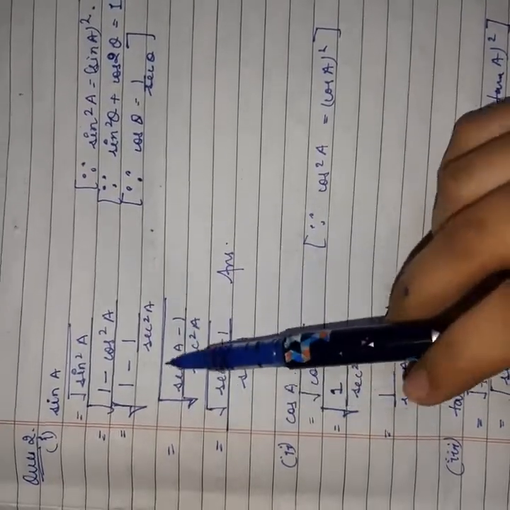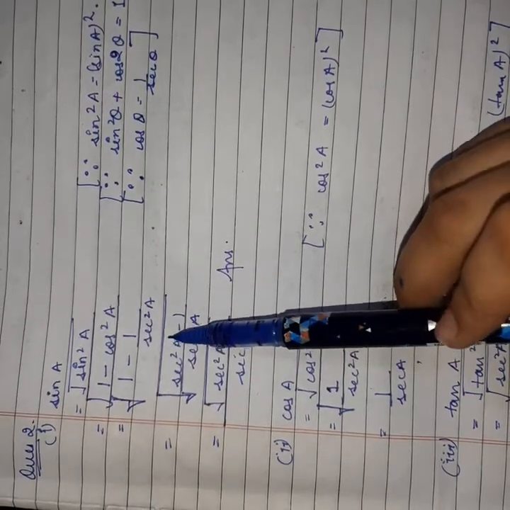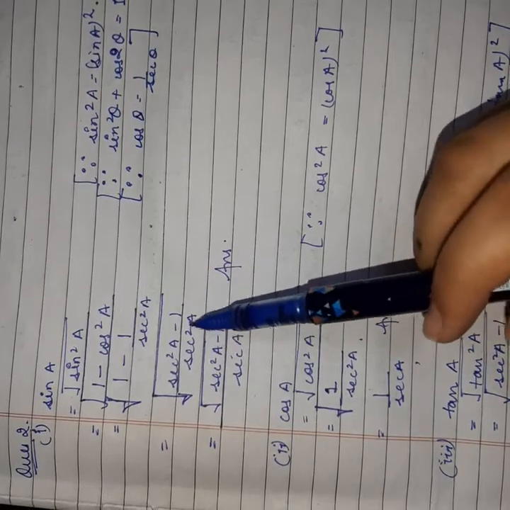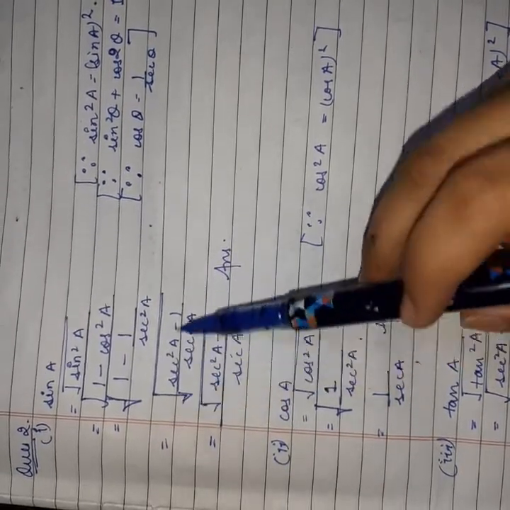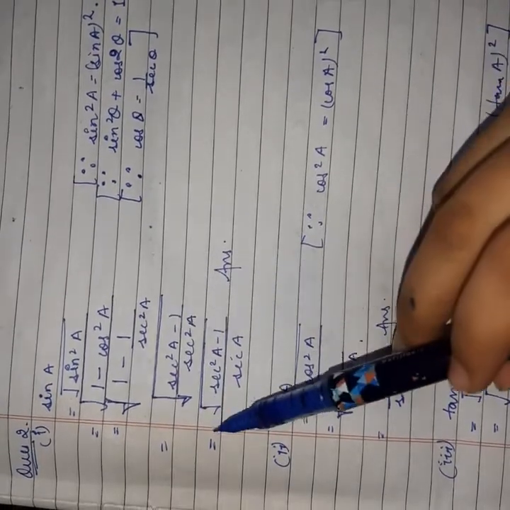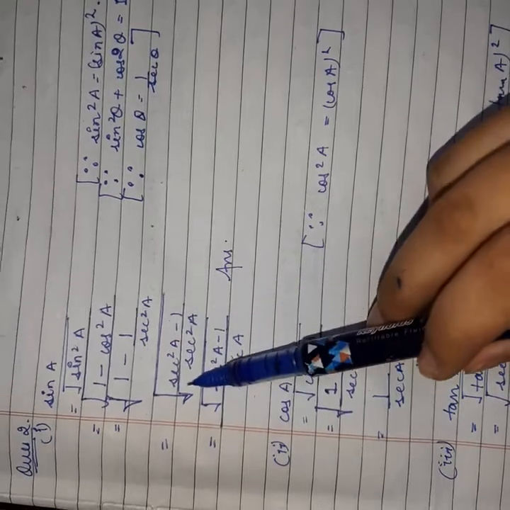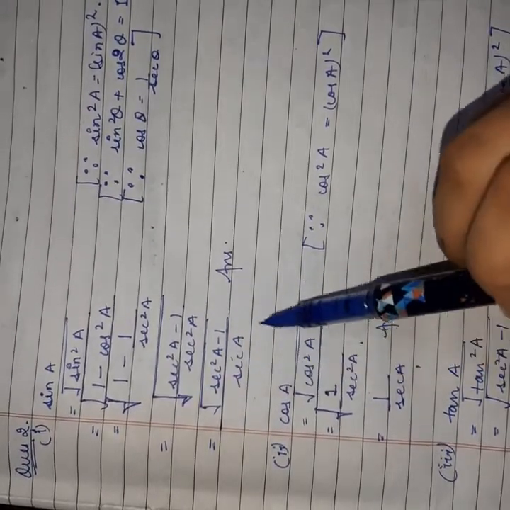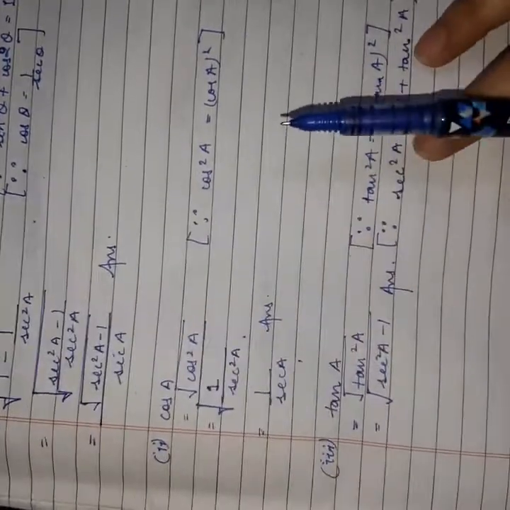Now I know this becomes a formula for tan A, but we don't need to convert it in tan A's terms because we only want our answer in terms of sec A. So under root of sec square A minus 1, and in the denominator sec A, because the square and the under root get cancelled, and this leaves us with sec A only. So this is your answer for sin A in terms of sec A.